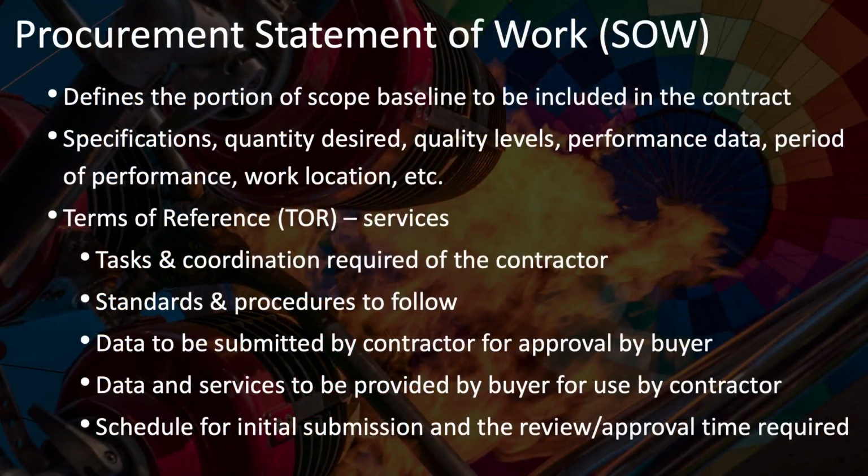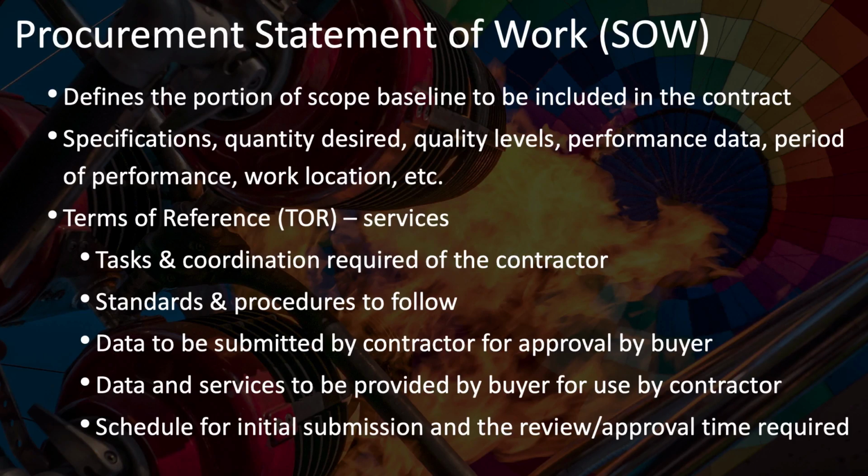The Procurement Statement of Work, or SOW, defines that portion of the project's scope baseline that you want to outsource and that you intend to include in the contract with an outside or outsourced partner or provider. The scope baseline includes the project scope statement, which is very detailed, the work breakdown structure, and the WBS dictionary. Together, these three specify the framework and the details of the scope of the project. You decide how much of this work you want or need to outsource and put this into the procurement statement of work.